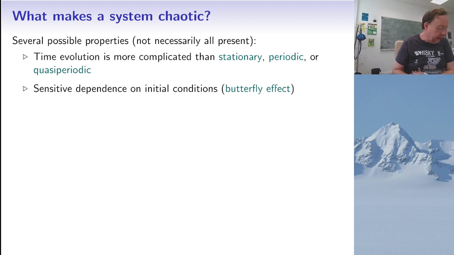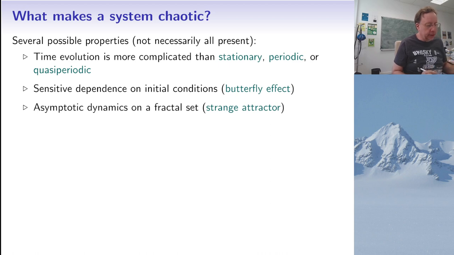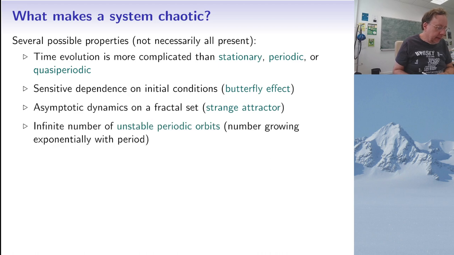Now, there are a few other properties that can also play a role. So sometimes the asymptotic dynamics of a chaotic system happens on a set with fractal properties called a strange attractor, though this is not the case for all chaotic systems. So you have to have some dissipation to have an attractor.